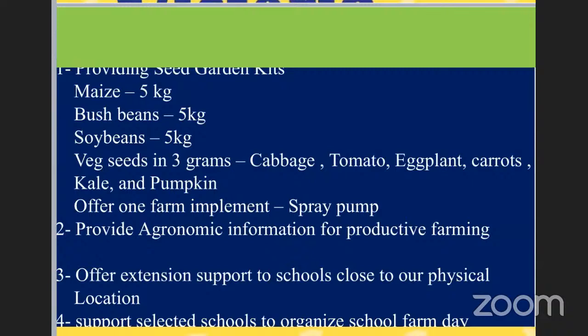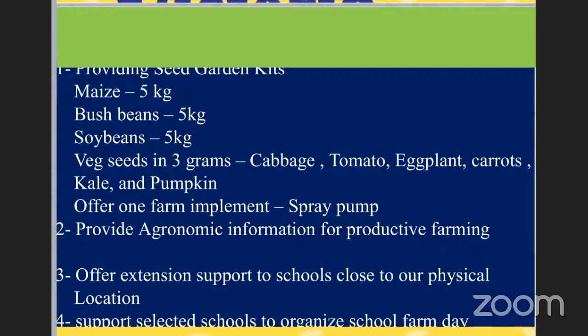A range of vegetable seeds, as you can see: cabbage, tomato, eggplant, carrots, kale, and pumpkin. And then we are also planning to offer one farm implement. We realize that many schools may not have a spray pump. And if they don't spray the vegetable garden, we will never have a crop to demonstrate, or at least they have to be prepared. So that is what we'll be willing to offer.